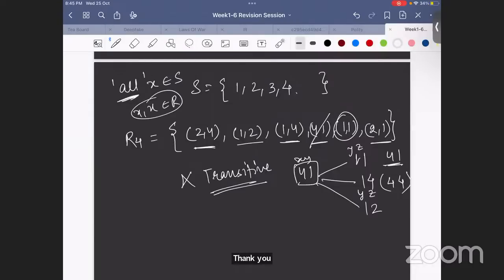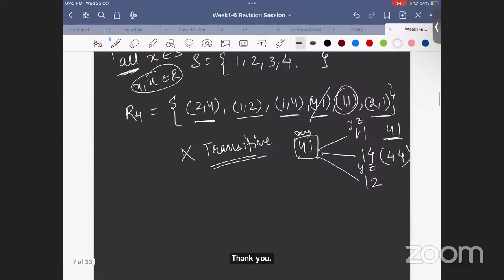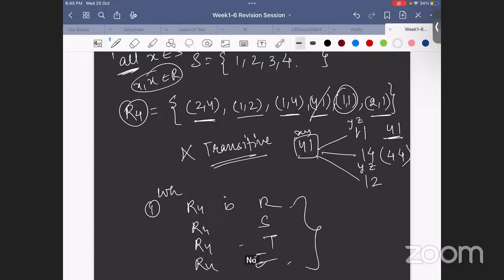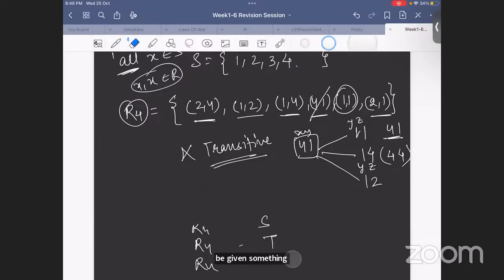Is R4 symmetric? You can be given something like this R4, and then a question like which of the following are correct. The first option is R4 is reflexive, R4 is symmetric, R4 is transitive, R4 is an equivalence relation. This type of question can be asked, and you'll see that this type of problem will be there for sure in the exam, because in every paper you will see this type of problem.